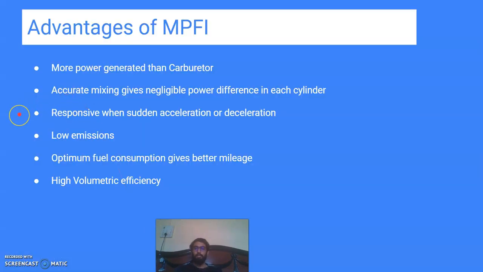So let's discuss the advantages and disadvantages of MPFI. In the case of MPFI, more power is generated than with the carburetor because of the accurate mixing, which gives a negligible power difference in each cylinder. MPFI systems are responsive when there is sudden acceleration or deceleration, and because of the proper mixing and air-fuel ratio, there are low emissions. And because of the optimal fuel consumption, it gives better mileage and it has better, higher volumetric efficiency than the previous fuel injection systems.